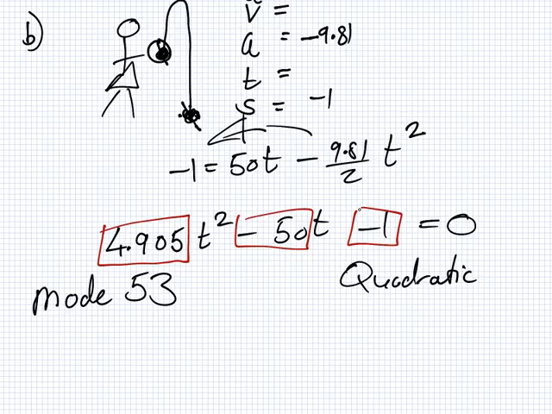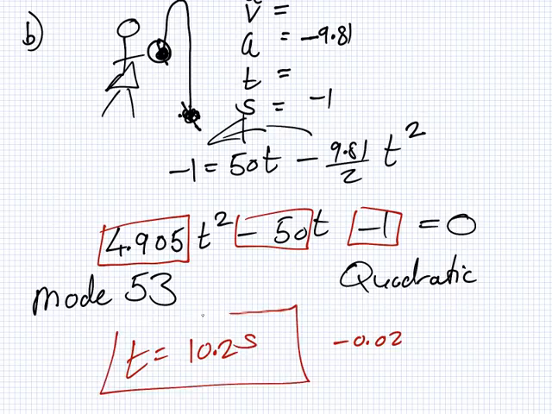4.905 equal, minus 50 equal, minus 1 equal, equal. So I got an answer of 10.2 and minus 0.02. So which is the right answer here? Obviously the 10.2. So the answer is the time is 10.2 seconds. Now we'll learn how to solve this properly in maths class, but just for today we'll use this mode on our calculator.